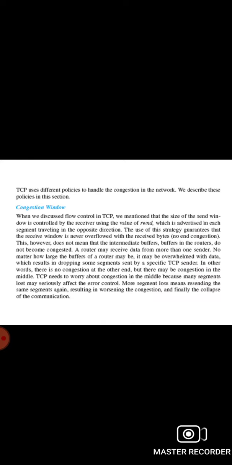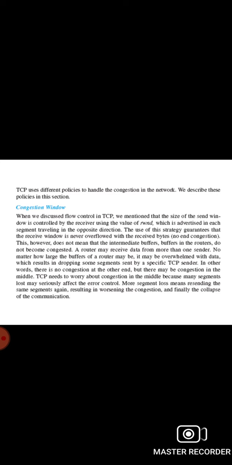TCP's general policy for handling congestion is based on three phases: slow start, congestion avoidance, and congestion detection. In the slow start phase, the sender starts with a very slow rate of transmission but increases the rate rapidly to reach a threshold. When the threshold is reached, the data rate is reduced to avoid congestion. Finally, if congestion is detected, the sender goes back to the slow start or congestion avoidance phase based on how the congestion is detected.